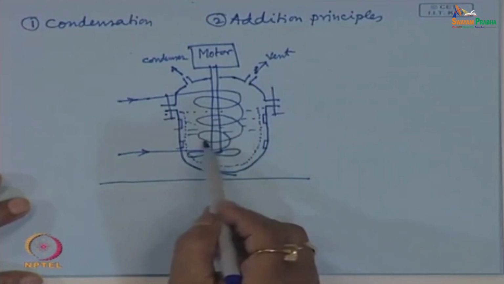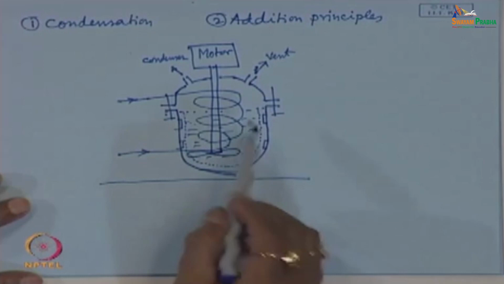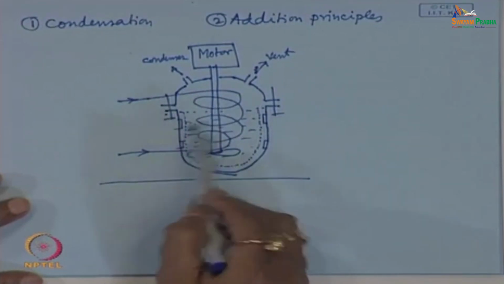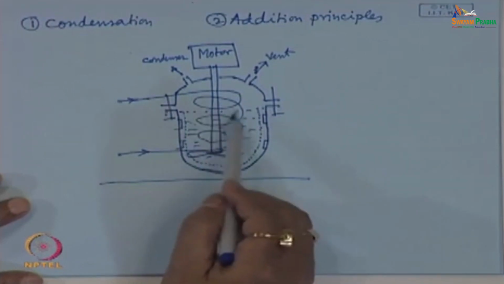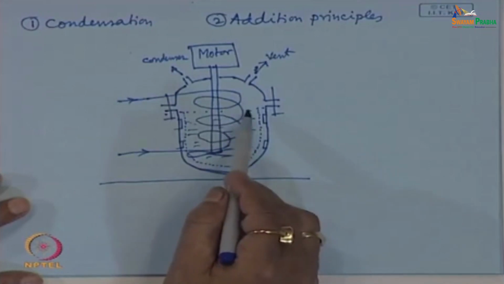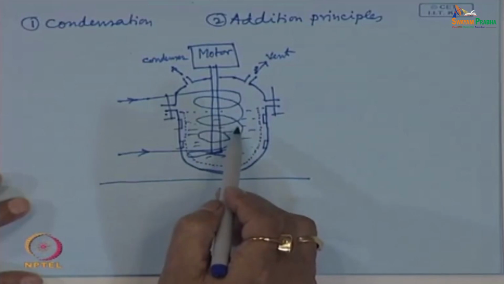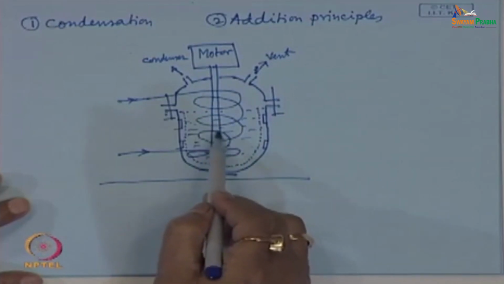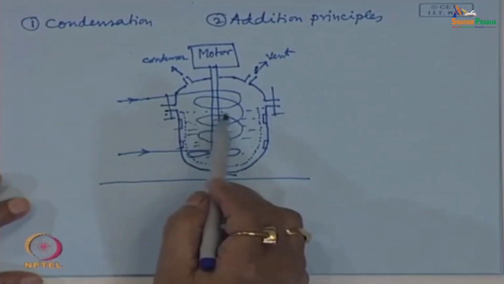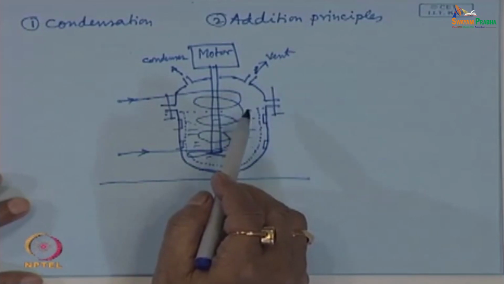Actually, I am a little wrong, I should show this coil from there. So, actually it remains immersed in the liquid inside this kettle. So, heat is supplied. Now, here is the heat transfer surface; the surface of this tube provides you the heat transfer surface.